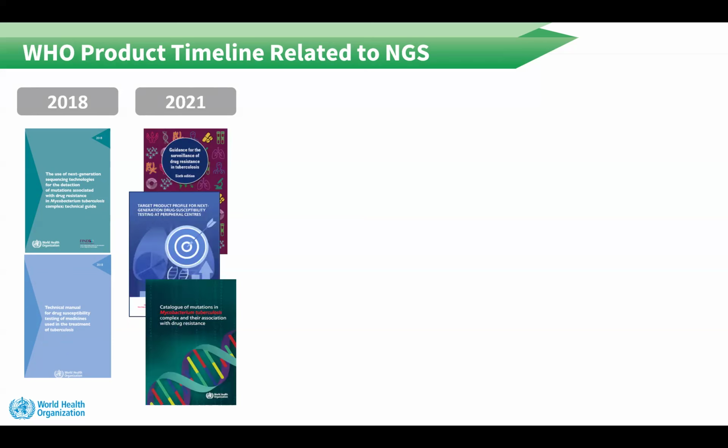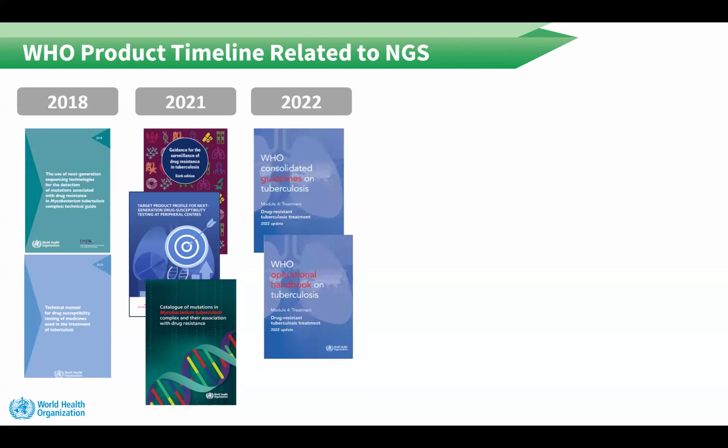In 2021, WHO released the first guidance for surveillance of drug-resistant TB that recommended the use of next-generation sequencing for this purpose, as well as a target product profile for next-generation drug susceptibility tests at peripheral centers, and the first WHO catalog of mutations in Mycobacterium tuberculosis complex and their association with drug resistance, serving as the first globally standardized reference resource for interpretation of sequence results, as well as to guide manufacturers in developing new sequencing assays.